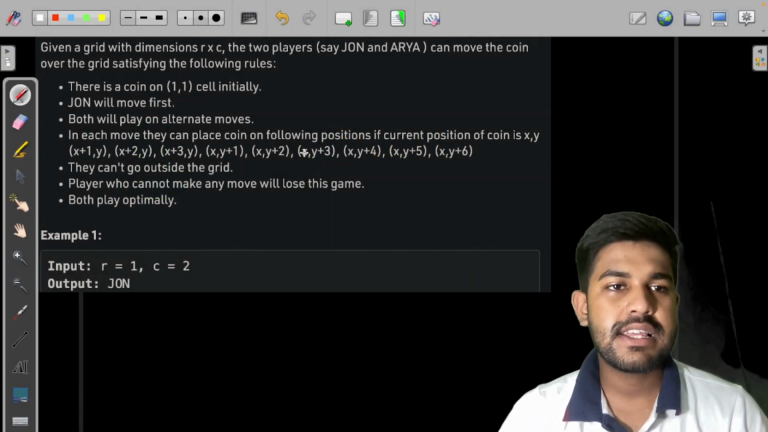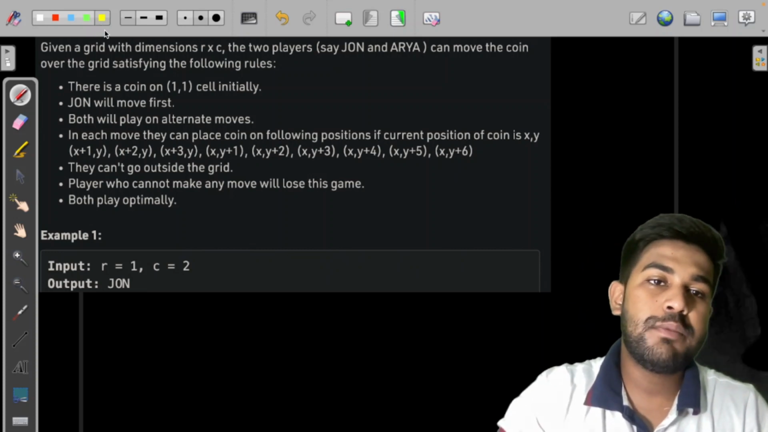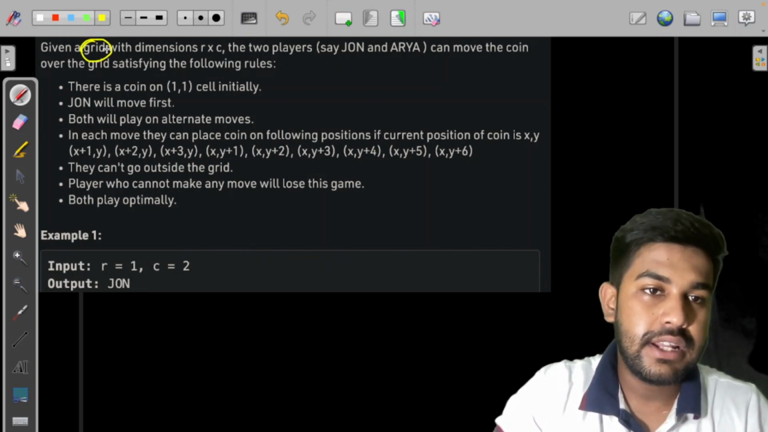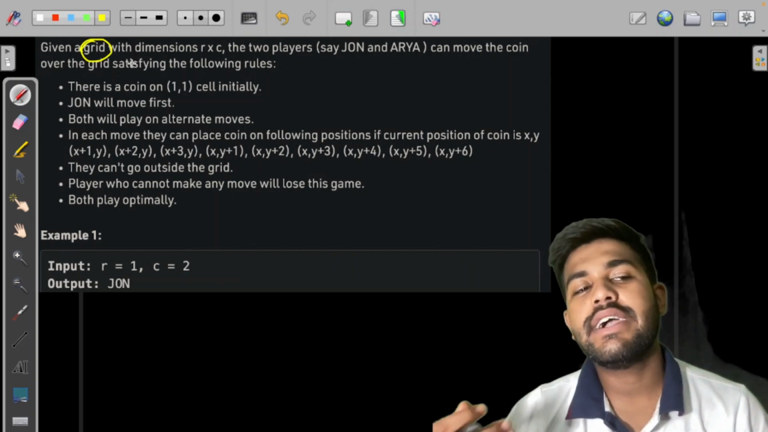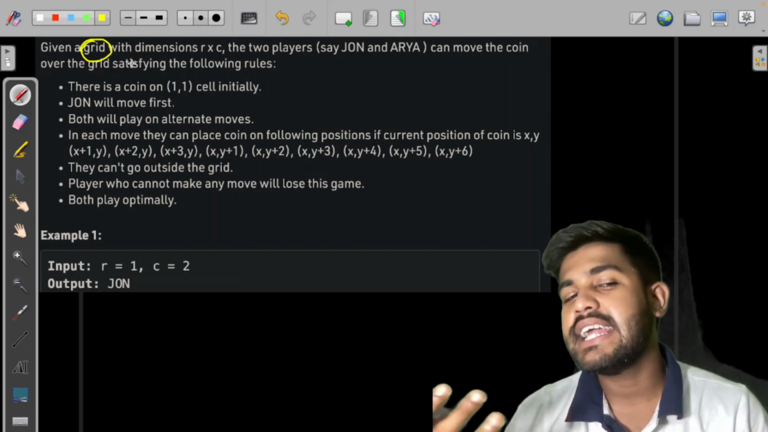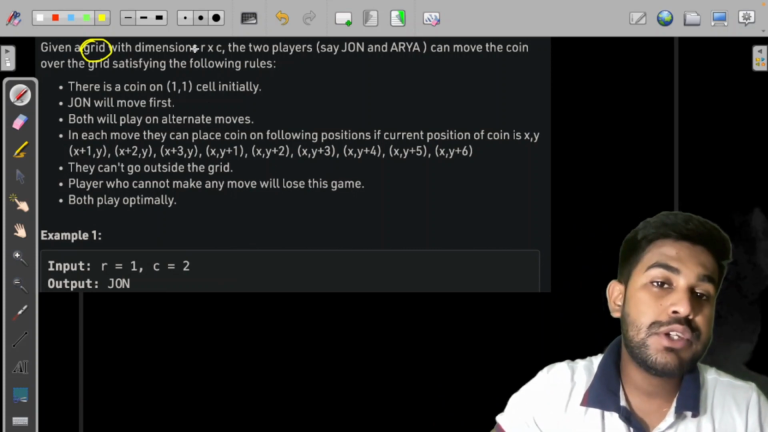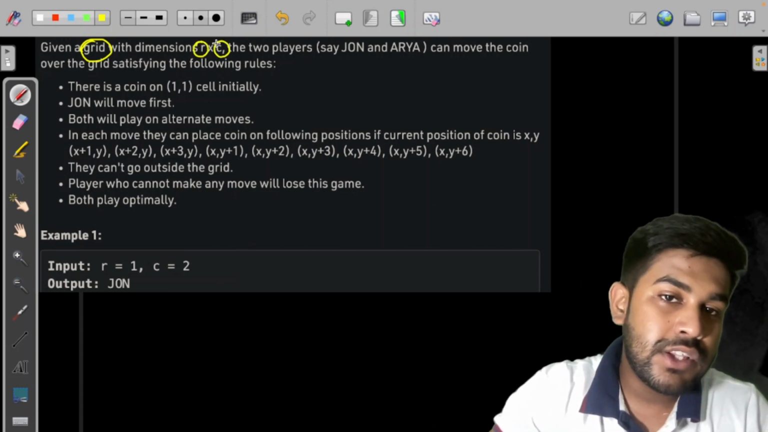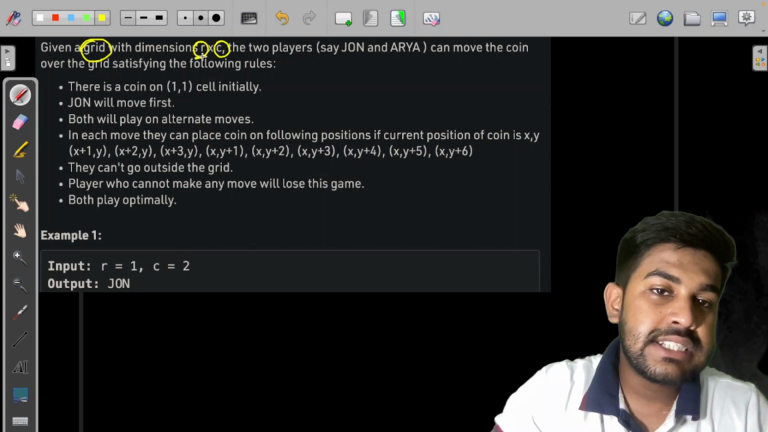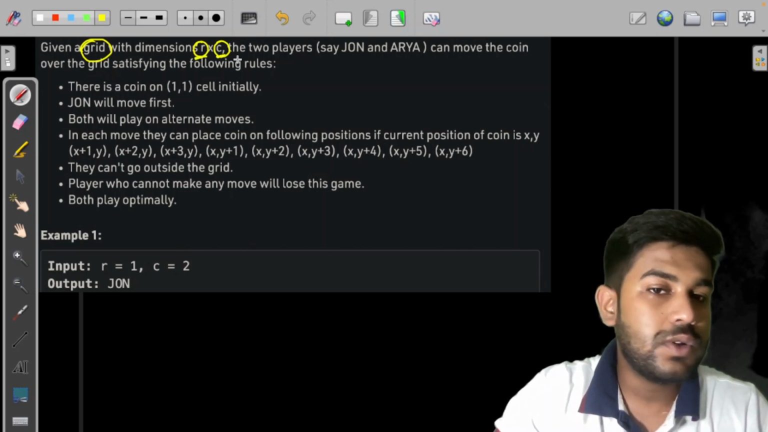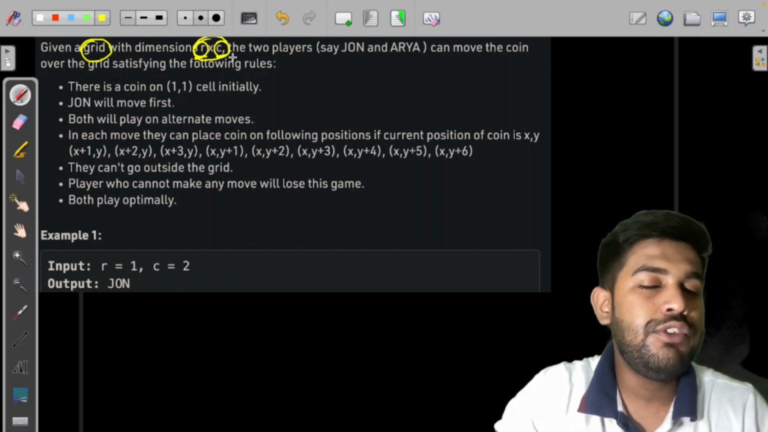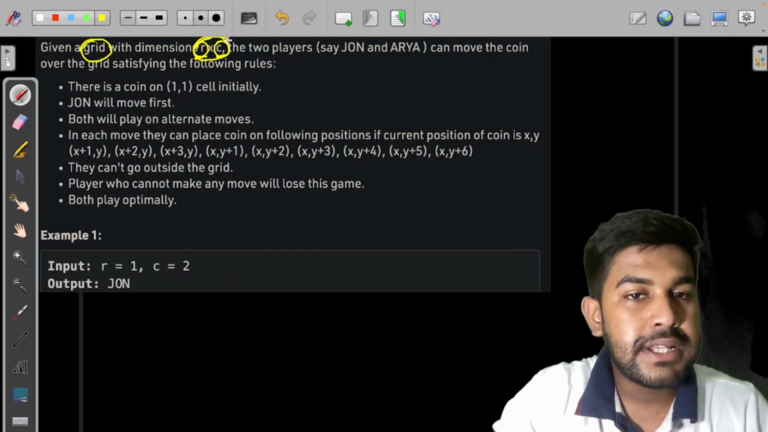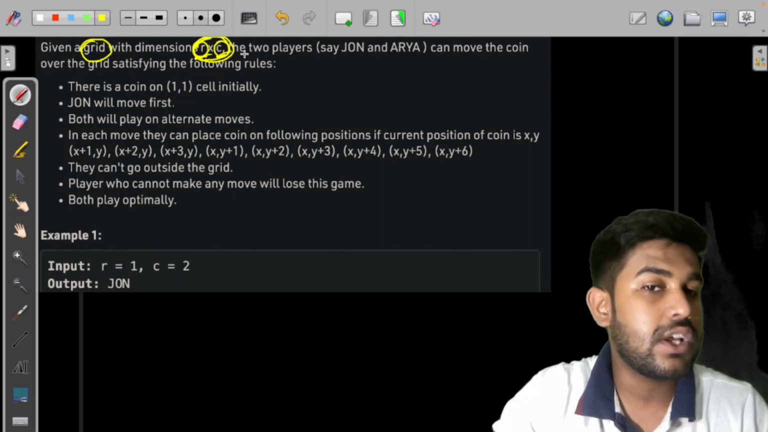Let us discuss this problem. In this problem, we are given a grid that is basically a matrix. If you are given a grid mentioned in the question, you can take it as a matrix with dimension rows multiplied with columns. So this indicates the number of rows, this indicates the number of columns. A multiplication of both would give you the number of cells.